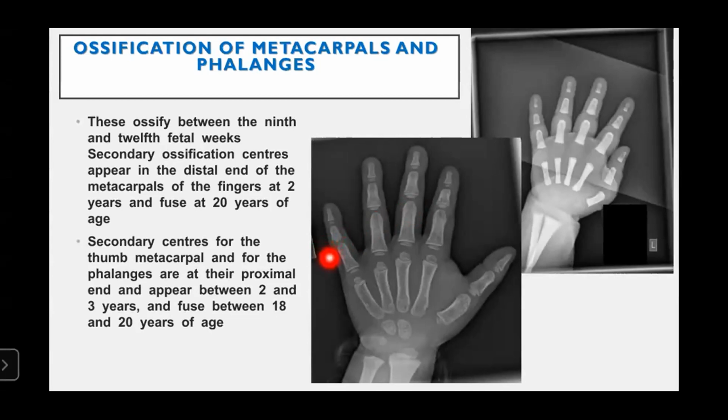Secondary ossification centers appear at the distal end of the metacarpals of the fingers from the 2nd to the 5th. This is the proximal epiphyseal plate. It appears in the 2nd year of life and fuses at 20 years. Distal and proximal epiphyseal plates appear on each phalanx of the fingers and on the proximal end of the first metacarpal bone. They appear between the 2nd and 3rd year of life and fuse between 18 and 20 years of age.